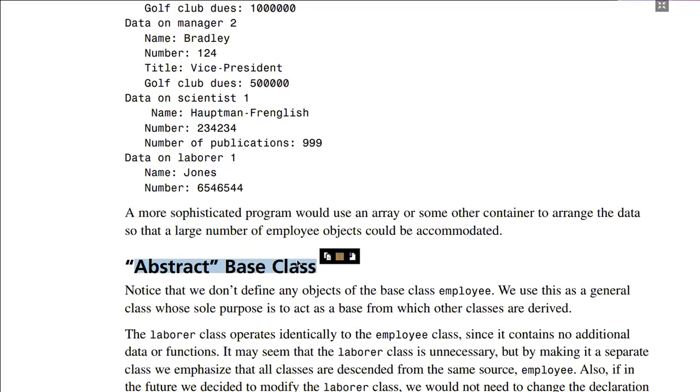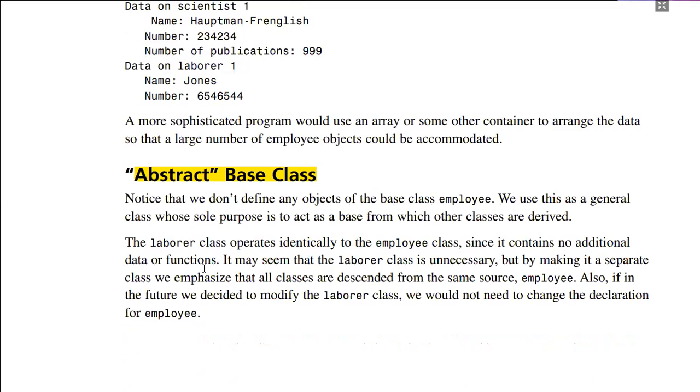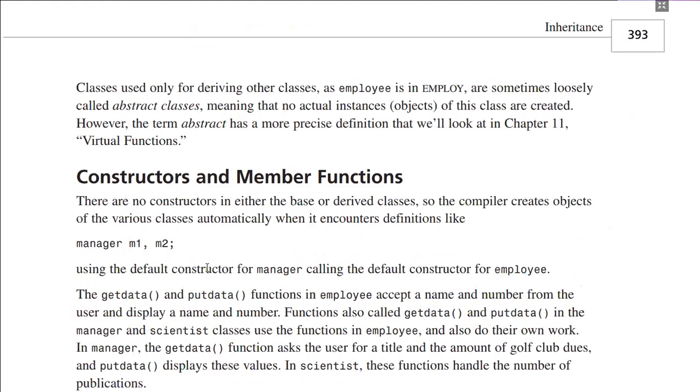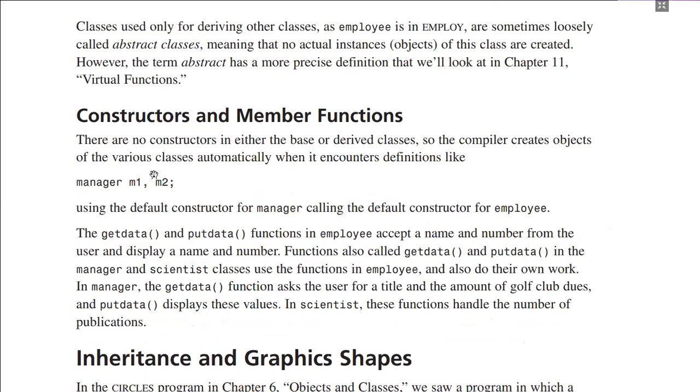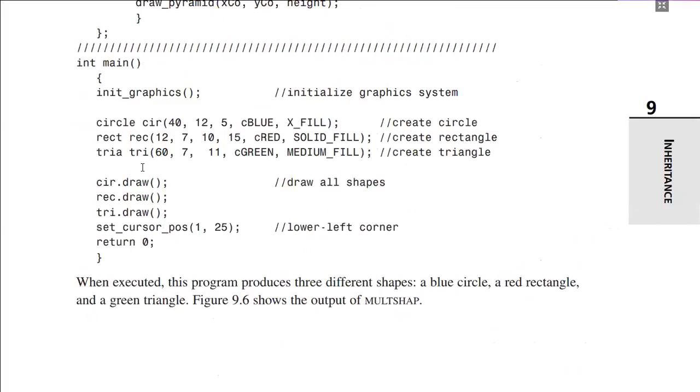No object of the employee class was created directly. Instead, we used this base class as a platform from which to derive the other classes. This is where the concept of the abstract base class comes from. Whenever we declare a class but don't create any object of that class, and only use it to derive other classes, we can say this is an abstract base class. Then we have constructors. In this one we didn't actually have constructors, but we have discussed one example of a constructor before. Let me see if I have missed anything.